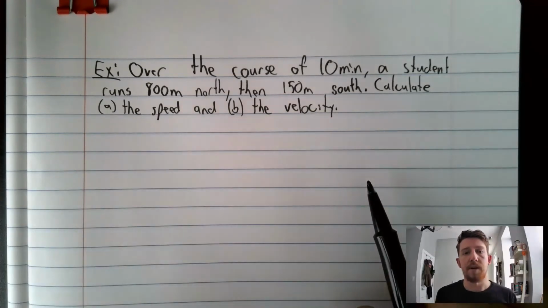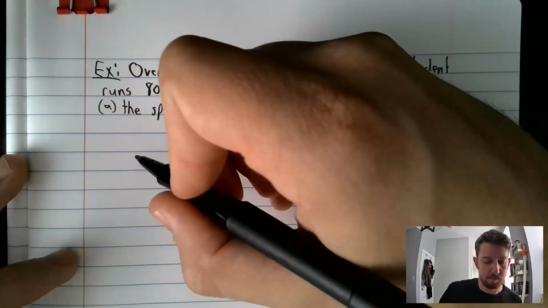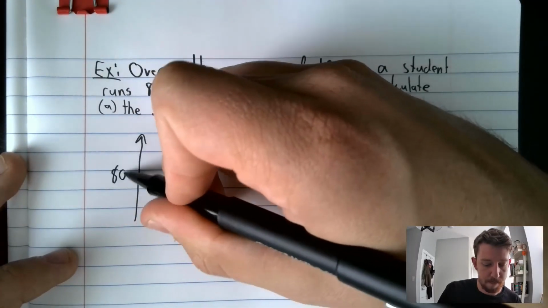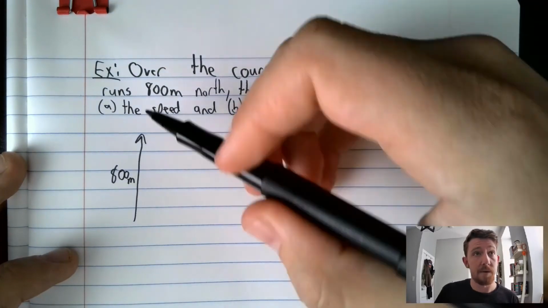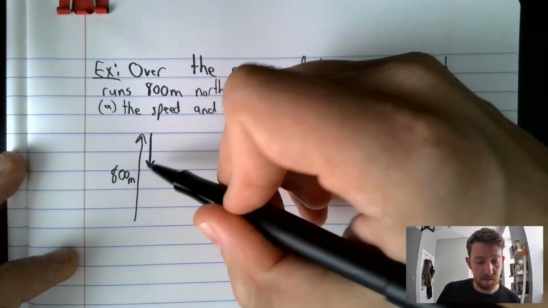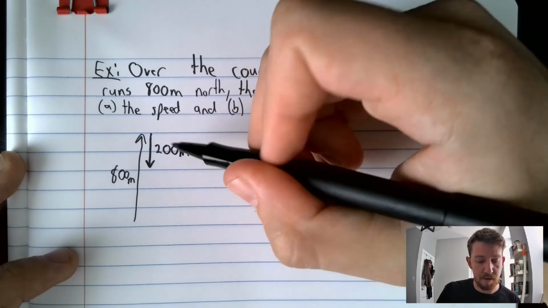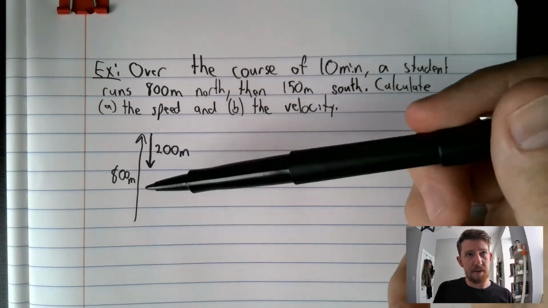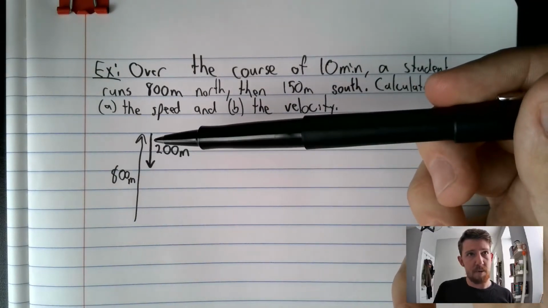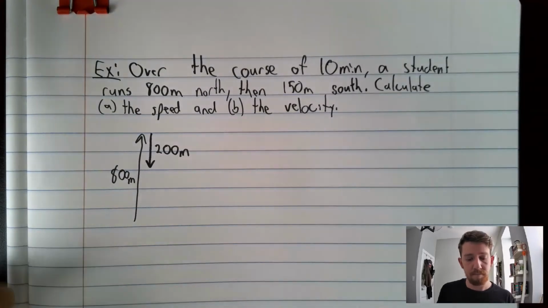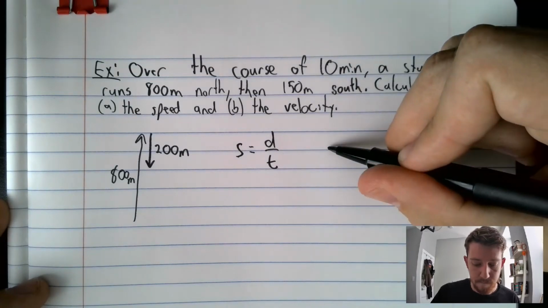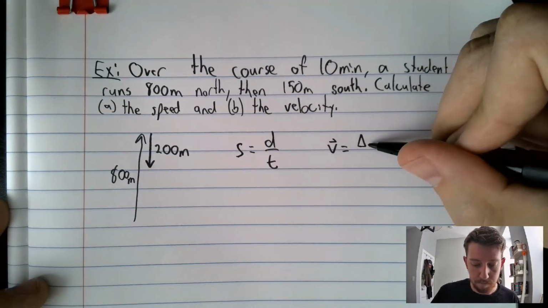So I'm going to write three things here. I'm going to do a diagram, and I'm going to do both the equations. So here we go. 800 meters north. From there, they turn around and they go 200 meters south. Very important that your arrows are somewhat to scale, so my 200 meter arrow should be shorter than my 800 meter arrow because they don't make it all the way back to the start point. Speed will be found with this equation, and velocity with this equation.